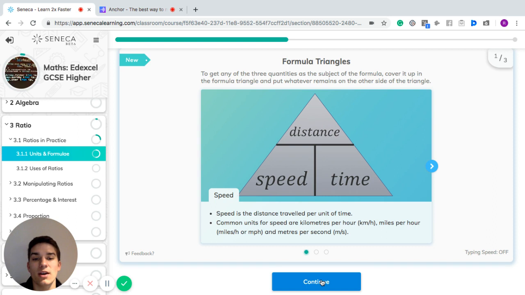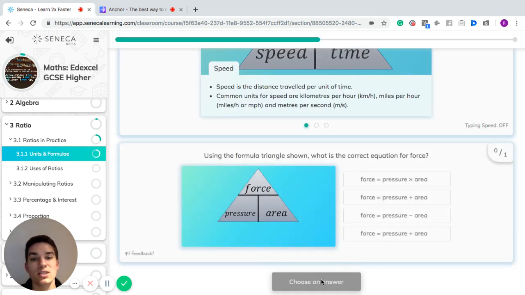So if you want to work out the speed, you cover speed up, and that tells you that it's distance over time. If you want to calculate the time, then you cover up the time, and that gives distance divided by speed. And if you want to know the distance, you cover up distance, and the speed and the time are next to each other, and that tells you to multiply the two of them. So speed times time will give you distance. And you can think of that with the units as well. If you think of the units of speed, you can just take the units of the distance and divide it by the units of the time.